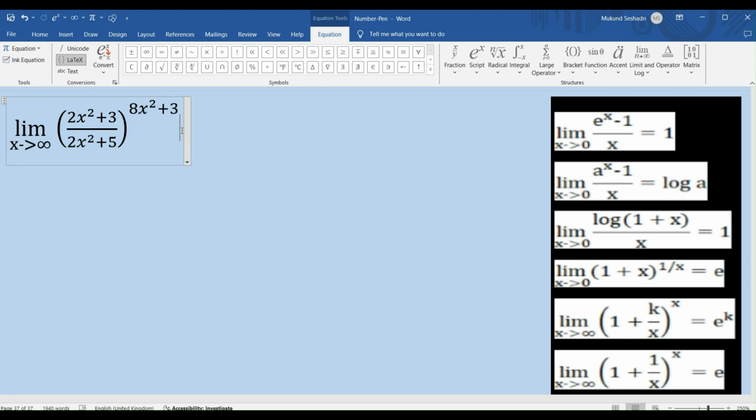So today we have an interesting problem. The problem is on your screen. Limit x tending to infinity, 2x squared plus 3 divided by 2x squared plus 5, the whole power 8x squared plus 3, right?